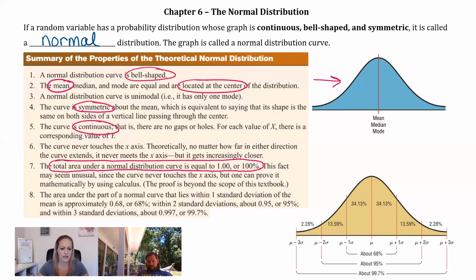And number 8 there is basically just the empirical rule, which we already learned back in chapter 1, 2, or 3, one of those, I don't even remember. The empirical rule was the rule that said that about 68% of the data lies within 1 standard deviation of the mean, about 95% lies within 2 standard deviations, and about 99.7% lies within 3 standard deviations.